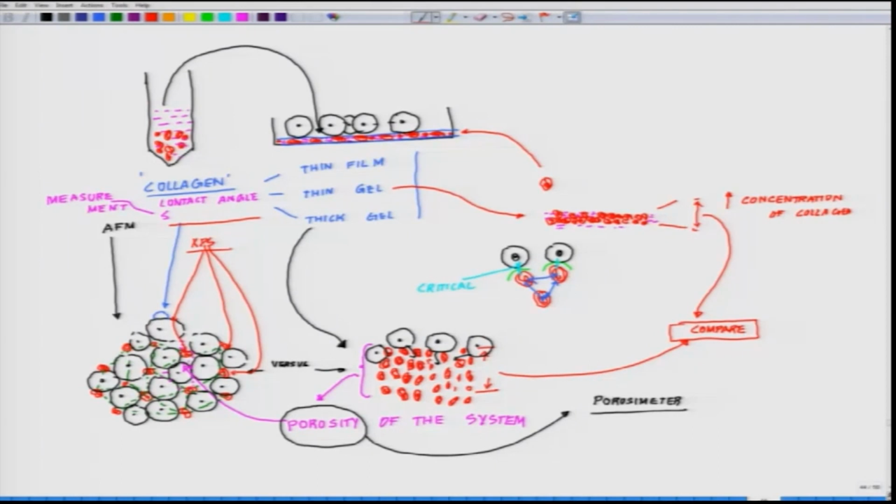So, I have just added the cells, but do not get confused. Your native gel was something like this. Just to redraw this thing, one second, that will not confuse you. Okay, yeah. So, this is with the different kind of porosity. So, you have the surface like this, and here are the interactions, right.